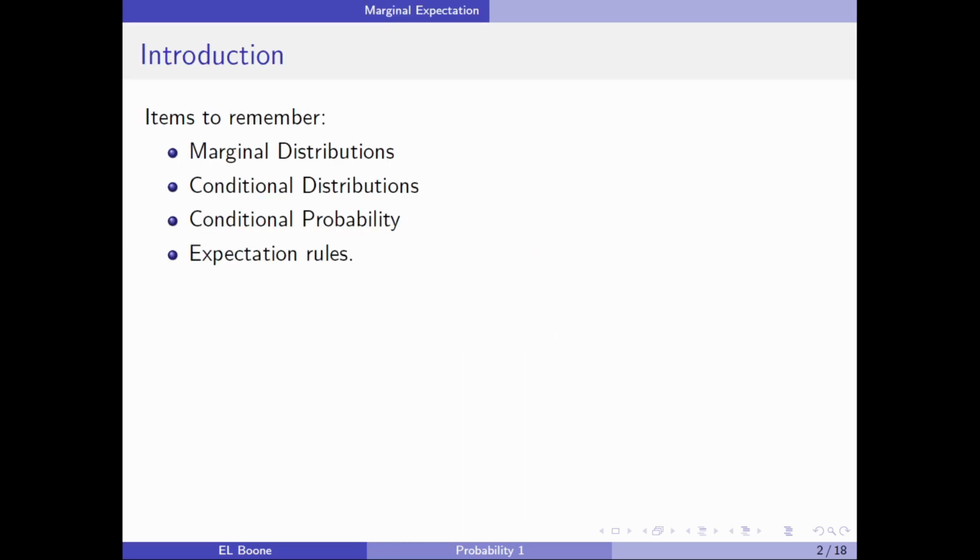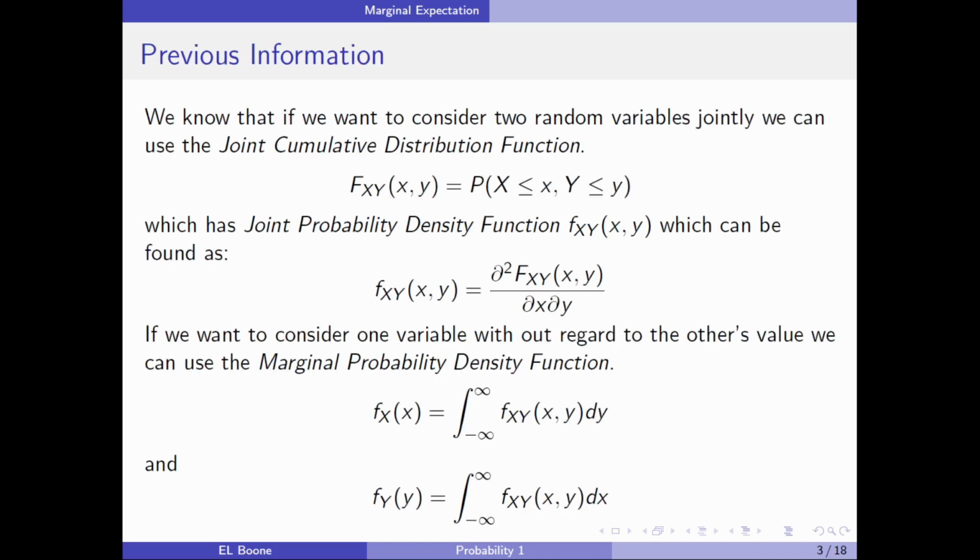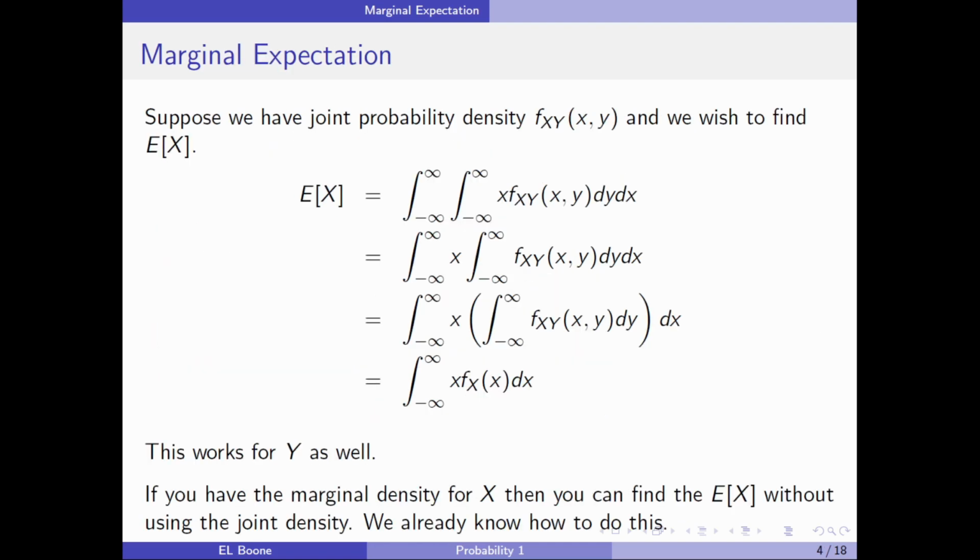All right, so just give us a rundown of what we're going to have to think about here. Marginal distributions, conditional probability, and expectation rules. So here's the quick rundown of what a joint cumulative distribution function is, a joint probability density function, and the marginal probability density functions. The continuous one, the discrete ones are very similar, and you've seen them before in a previous video. This is just reminding you of the ideas.